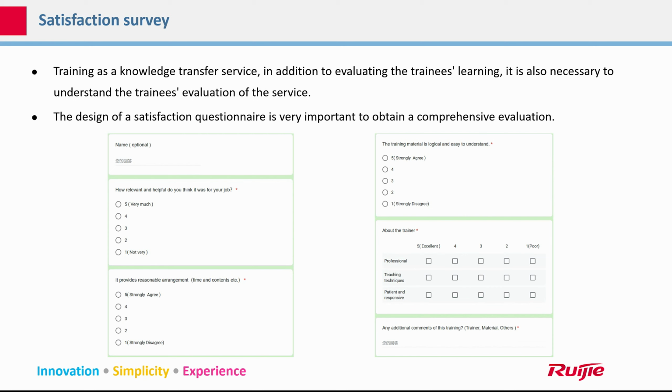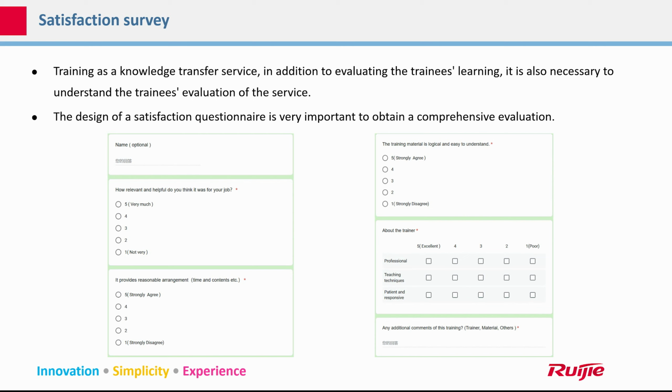Here, as you can see, we have two pictures. This is a satisfaction survey form. In this form, the students should fill in their name and evaluate how relevant and helpful they think the training was for their job. For example, this question is used to ensure that the content of the training is suitable for the trainees or can satisfy the trainees' requirements. And the second, whether it provides a reasonable arrangement.